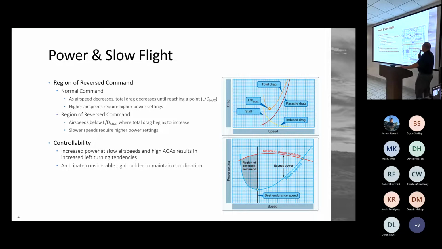So, power and slow flight. As we know as pilots, when we're flying in slow flight, we're in the region of reverse command. So normally, if we're in cruise flight, if we want to go a little faster, we're going to add power. But in that area of reverse command, it's going to be the opposite. So what are we doing to change our airspeed or change our altitude when we're in that area of reverse command? Decrease the angle of attack. Right.